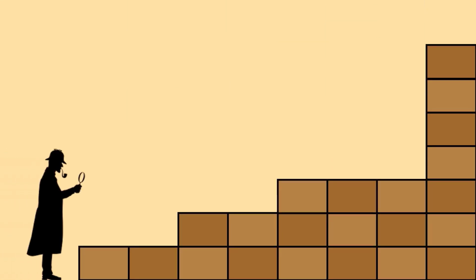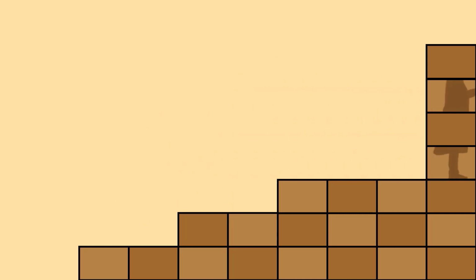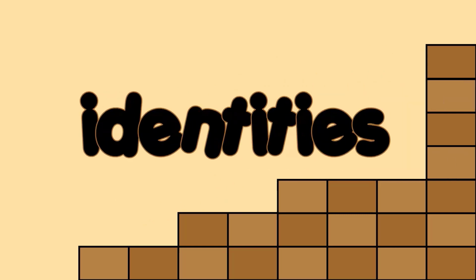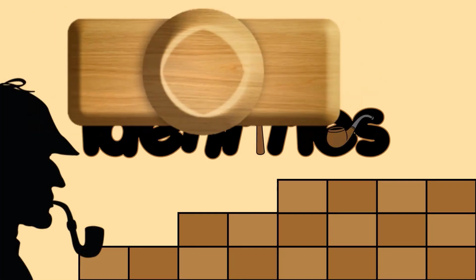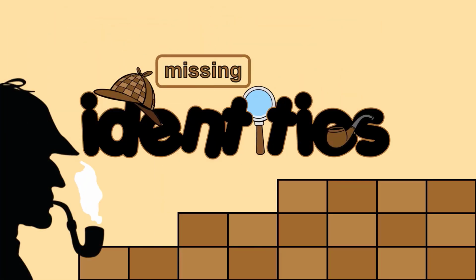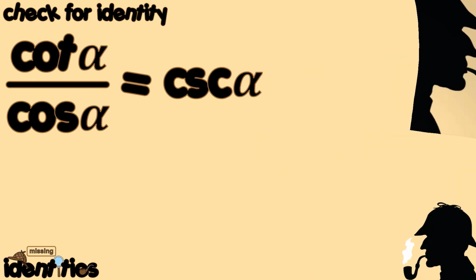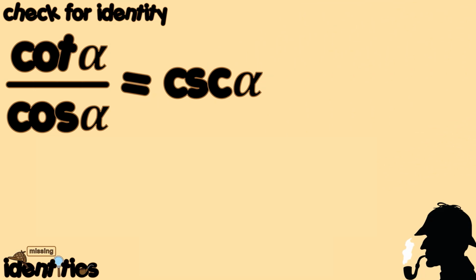Case number 18. Let's verify this given identity. We have here the ratio of cotangent alpha and cosine alpha, which is equal to cosecant alpha. To verify or check this identity, we need to make sure that both sides of the equation will have the same identity or they will have an equality here.